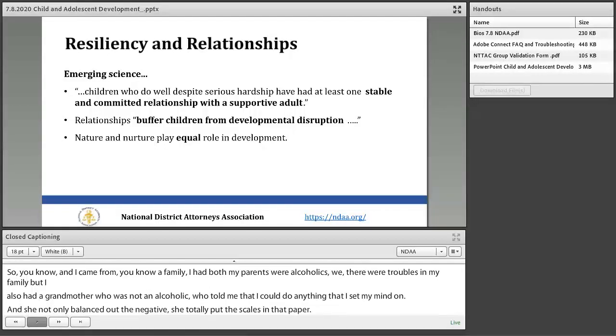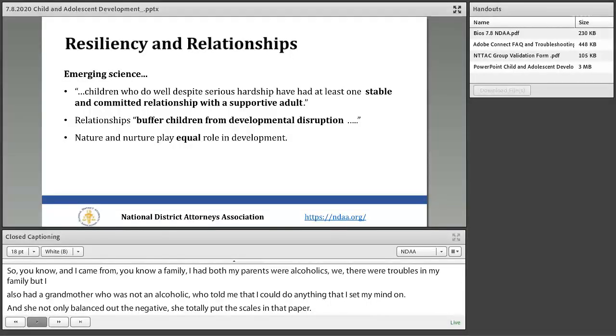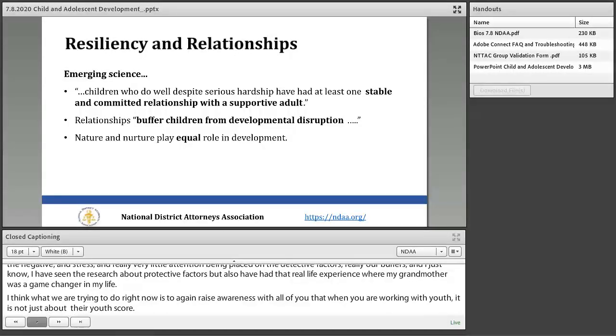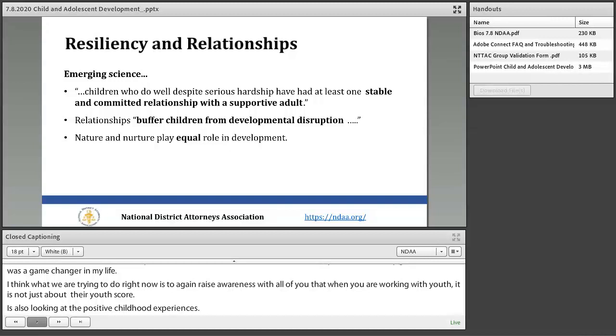It was really frustrating for years going to these conferences where everything was focused on trauma and the negative and stress, and very little attention was placed on the protective factors, which are really buffers. I've seen the research about protective factors, but I've also had that real life experience where my grandmother was the game changer in my life. What we're trying to do right now is raise awareness that when you're working with youth, it's not just about their ACE score. It's also looking at positive childhood experiences, because they play just as important a part in turning a kid back onto the right trajectory.